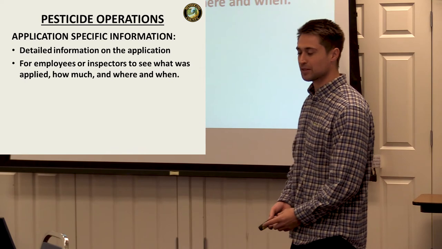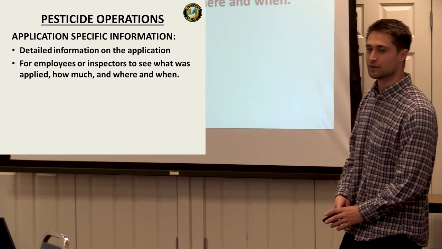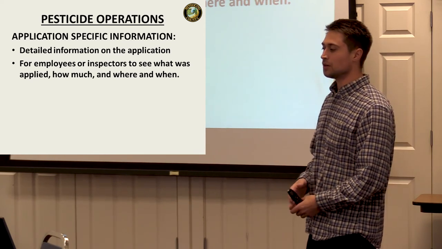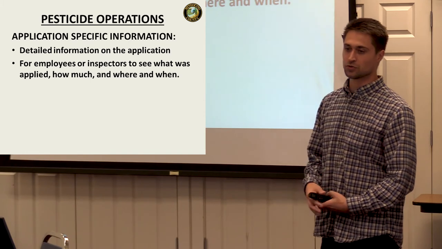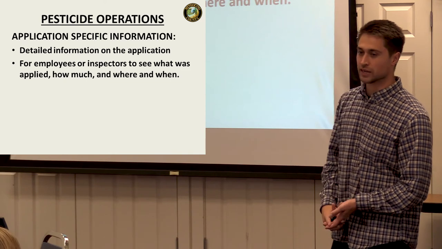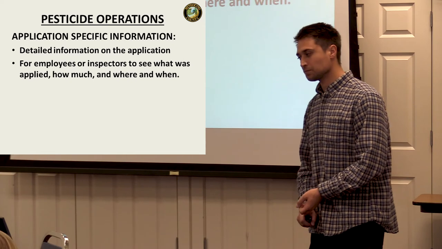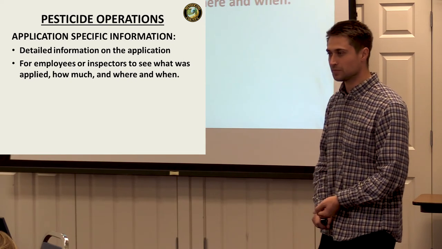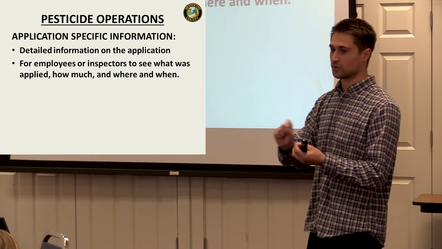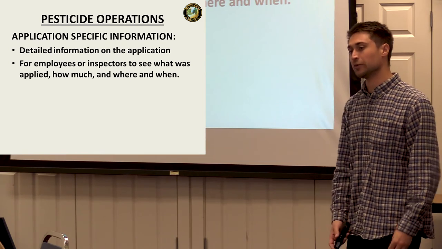So the next thing is the application specific information. This is just what you have to have on site. You have to have the detailed information on the application, for employees or inspectors to see what was sprayed, how much, when you applied it, where. And this has to be updated for the past 30 days. So if you make an application, you have to write all that information down and have it in a central location for any employee to go look at when they want to.